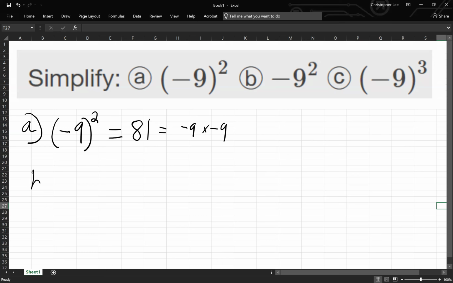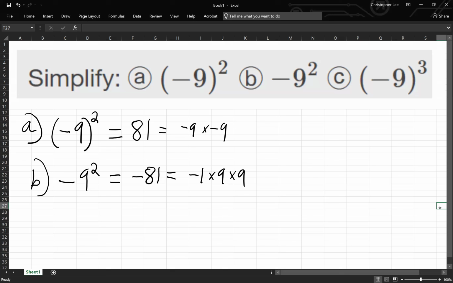How about B? Right? This is -9 squared. What's the answer to that? Almost. -81, right? Because remember, this is actually -1 times 9 times 9.